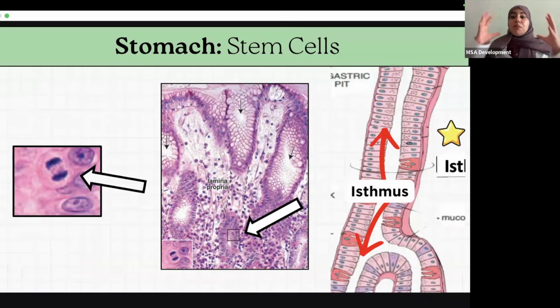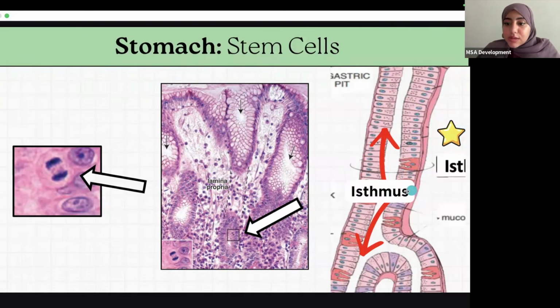We're talking about the fundus, so the main body of the stomach. Okay, now we're going to talk about stem cells. And the stem cells are in the isthmus. This is very important. I have a star next to it. So when Lema asks you, where are the stem cells in a fundic gland found? Isthmus. This is so important.